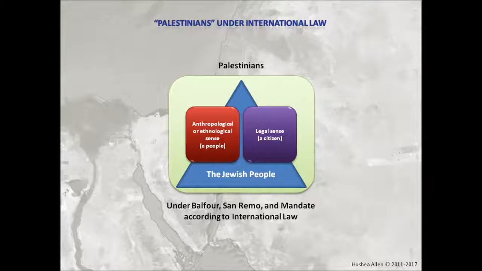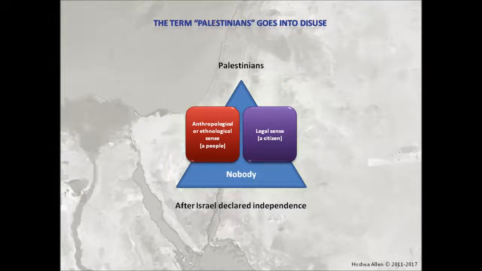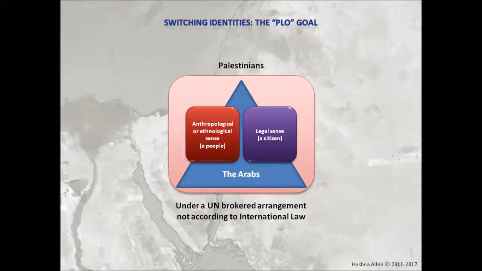However, after Israel declared its independence, the term Palestinian fell into disuse, as we said earlier, both in its ethnological and legal senses. What the Arabs did was to simply relabel the now abandoned term Palestinian and state that they are the Palestinians in both its ethnological and legal aspects. Not only that, but practically the entire international community has bought into this deception and now accept it as fact.